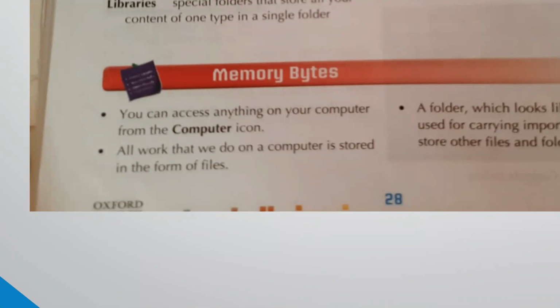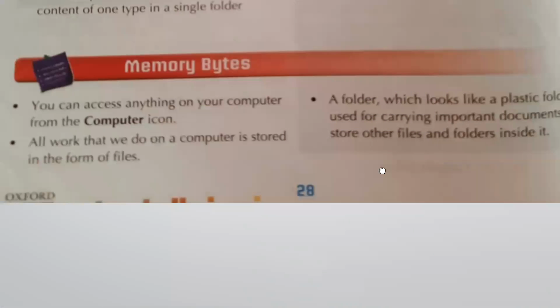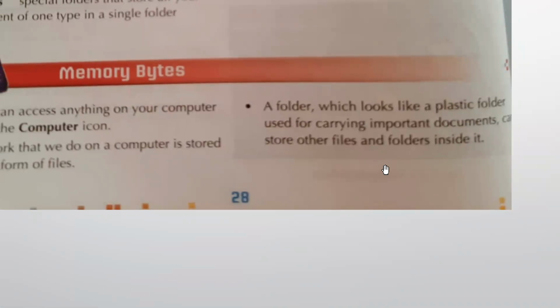Now, coming back to the memory bytes, these are information related to some specific topic which you need to learn. So, whatever we are discussing, you have to learn each and everything for your quiz also. Okay, in memory bytes, the first point is you can access anything on your computer from the computer icon. All work that you do on a computer is stored in the form of files. We already know this thing. A folder, which looks like a plastic folder used for carrying important documents, can store other files and folders in it. Okay, so these were the things which we already know.